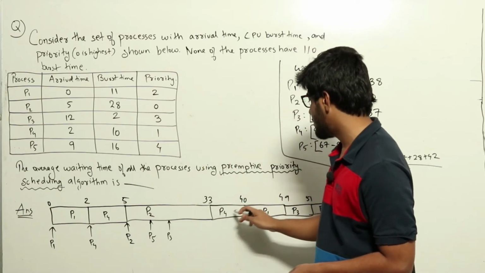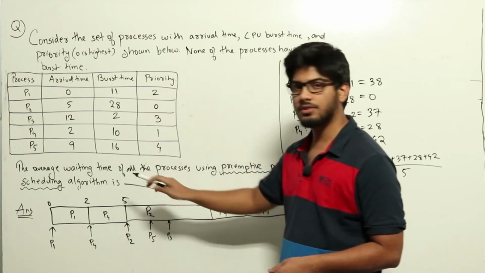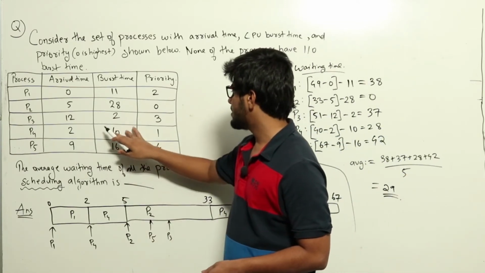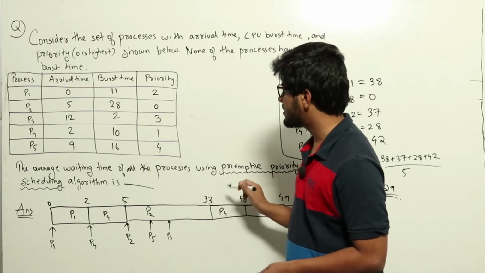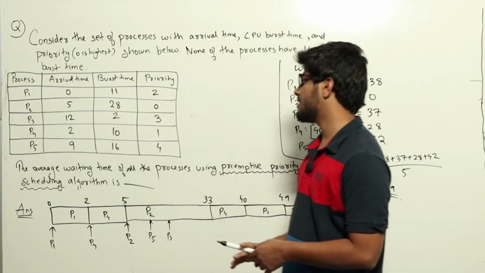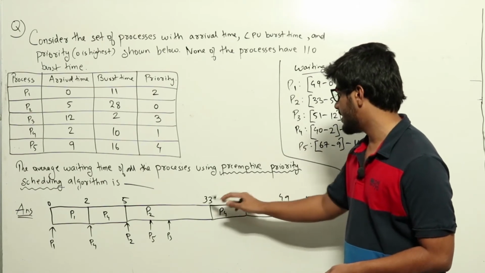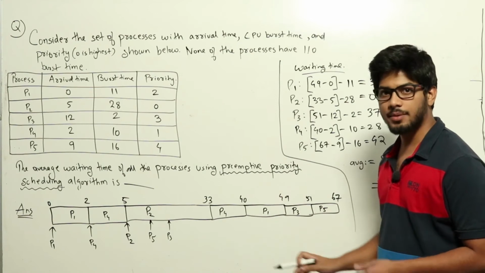So we'll start running P4. P4 already ran from 2 to 5, that is for 3 milliseconds, and the total burst time is 10. So P4 will need to run an additional 7 milliseconds. 3 already completed, total is 10, so 10 minus 3, 7 additionally it needs to run. So from 33 to 33 plus 7, P4 will run, that is up to 40. By this time P4 is over.